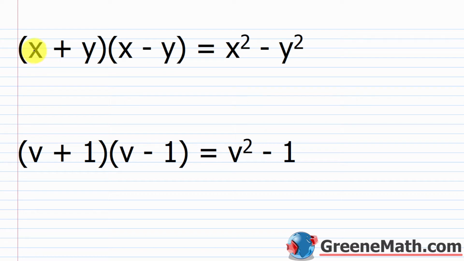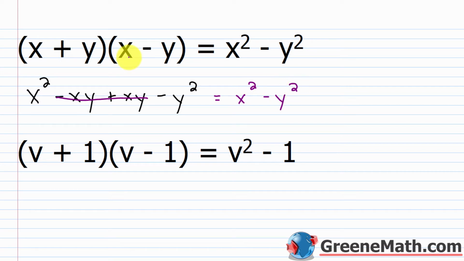If I did FOIL here, x times x would be x squared. Then x times negative y would be minus xy. Then y times x would be plus xy. And then y times negative y would be minus y squared. The middle two terms are going to cancel, and I'm left with x squared minus y squared.